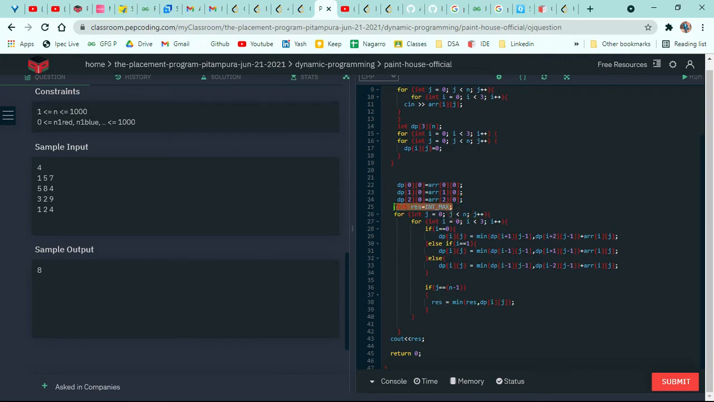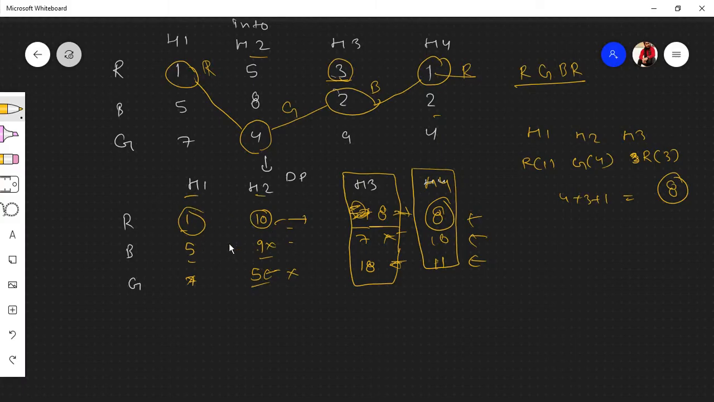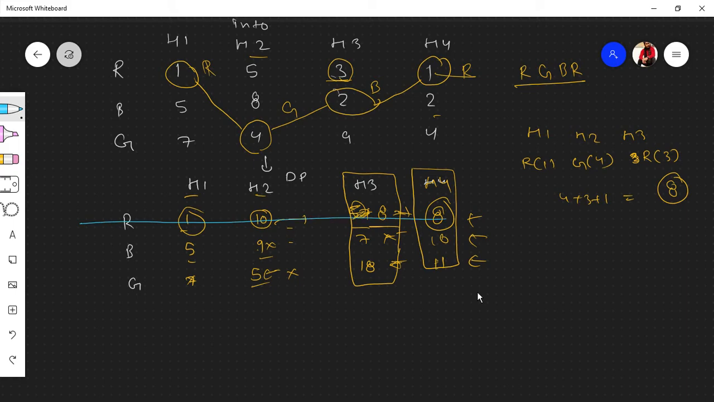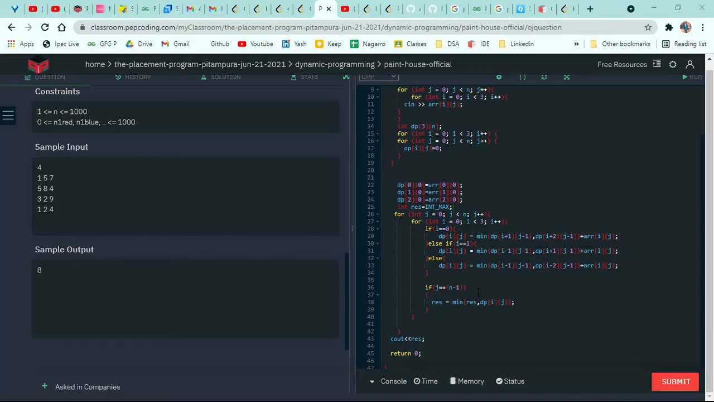Now I declared my result variable, and I have again run a loop. Mind this, my loop is running this way, not this way. Your typical loop runs row by row, but this time my loop is running column by column.